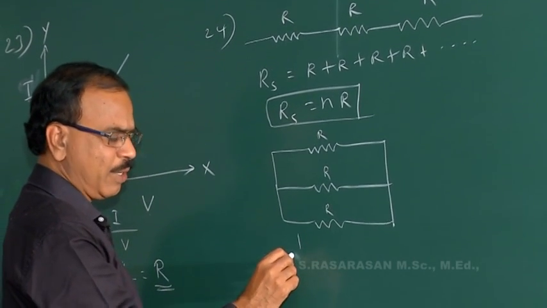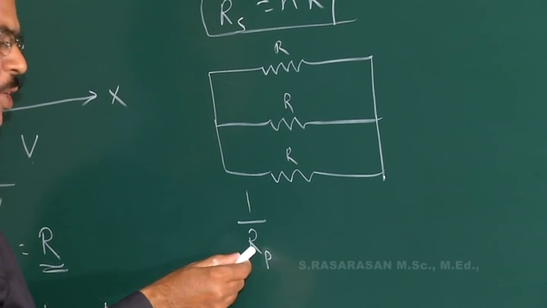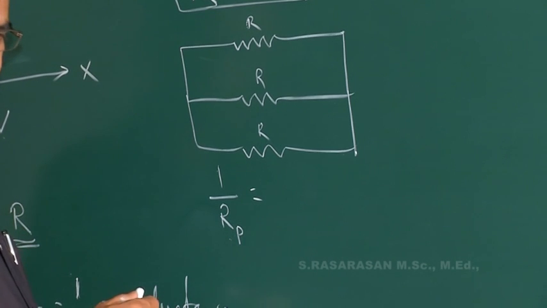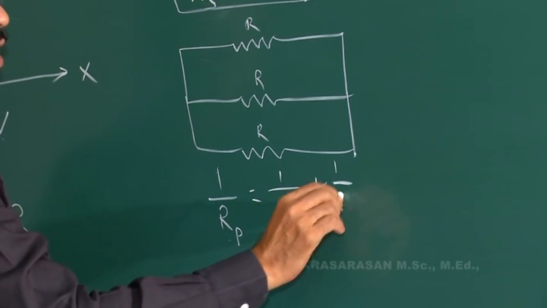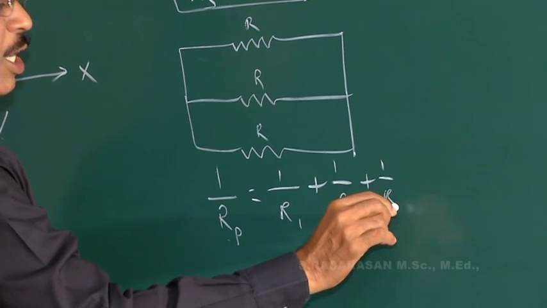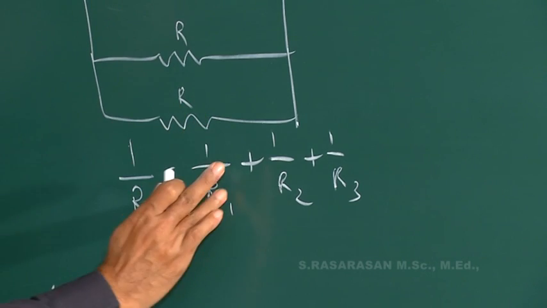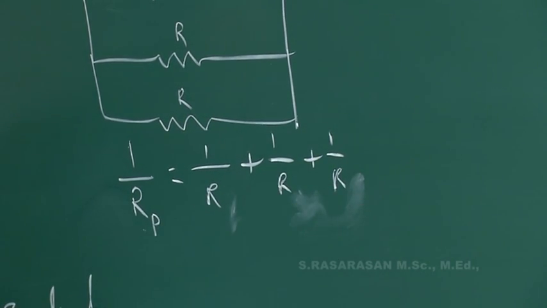Now the formula for the effective resistance is 1 by Rp. The reciprocal of the effective resistance is equal to the sum of the reciprocals of the individual resistances, that is 1 by R1 plus 1 by R2 plus 1 by R3 plus 1 by R4. Formula is that one. Here all resistors are equal, so 1 by R plus 1 by R plus 1 by R plus 1 by R plus 1 by R.